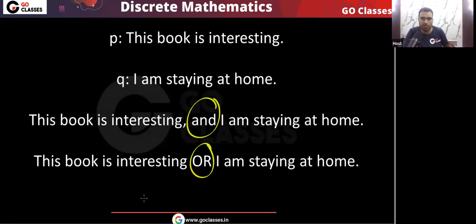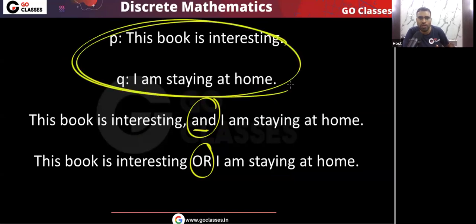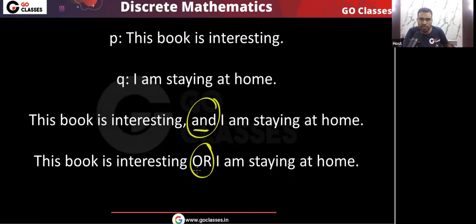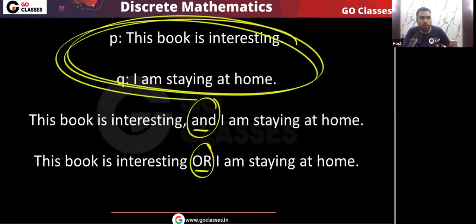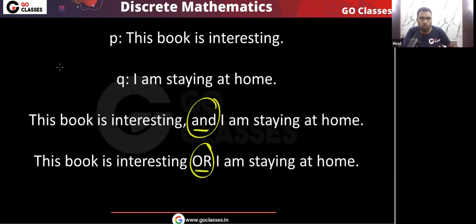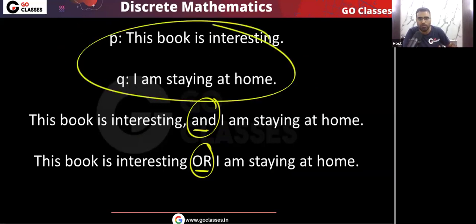Okay, very simple. Now tell me, when we use "and", then basically what do we want to say? When we use "and", we want to say that both the statements are true. Yes or no? So you have two statements. When do we use the connective "and"? We use the connective "and" when we want to say that both of them are true. And we use this connective "or" when we want to say that at least one of them is true. Either this is true or this is true or both are true.